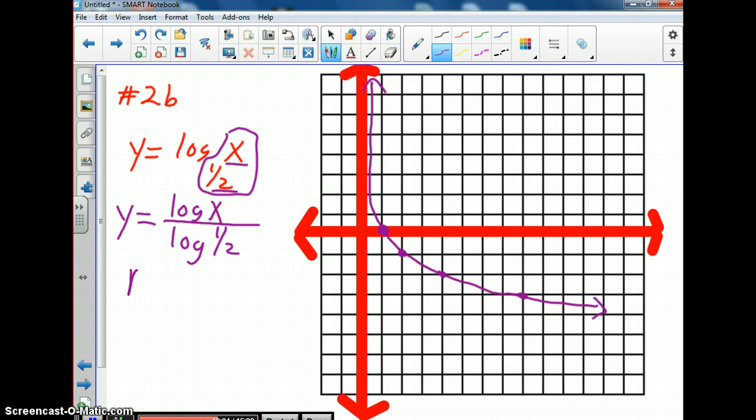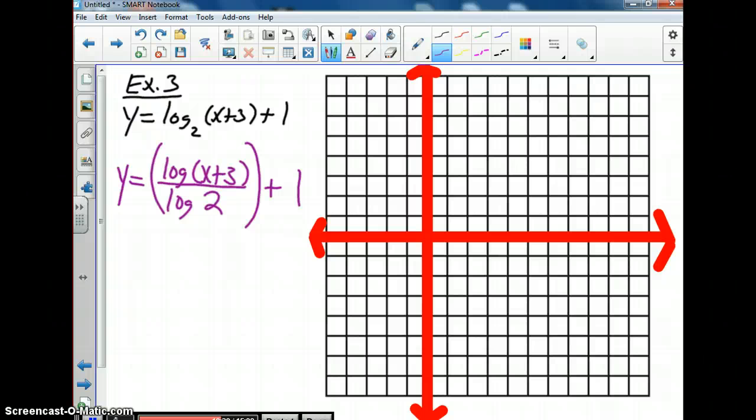Now tell me the domain. 0 to infinity, curvy. Good. Now tell me the range. Negative infinity to positive infinity, curvy. The range is going to be that way for all of them. Is everybody good so far? All right, yes, it does look right.